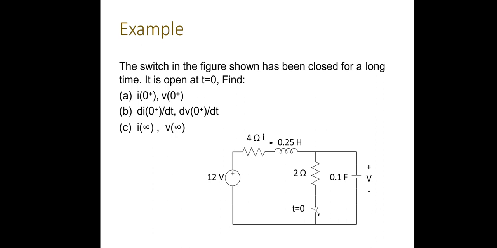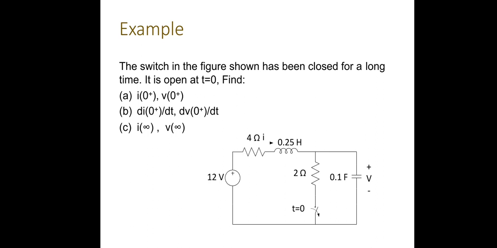So here first we have to analyze the circuit. What are the components in the circuit? The resistor is 4 ohms, the inductance is 0.25 henries, and the parallel resistance is 2 ohms, and the capacitance is 0.1 farad. The current that flows is indicated by I, and the voltage across the capacitor, which is the output, is indicated by V. And we are applying a voltage of 12 volts.